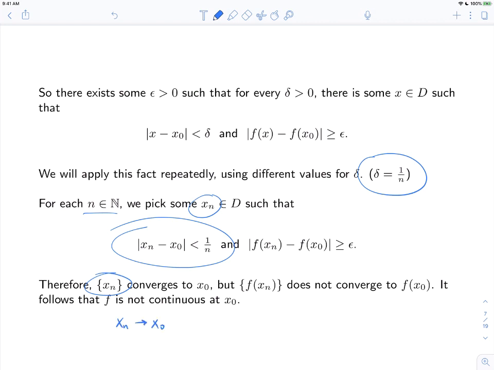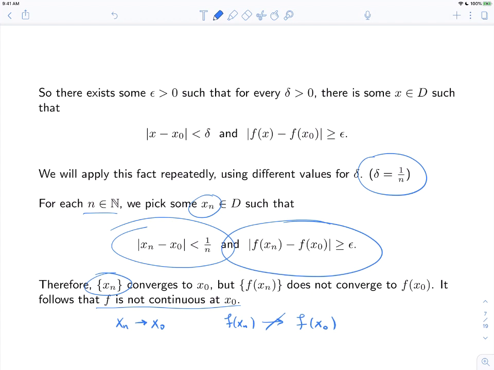However, f at xn does not converge to f at x0, because these terms are always greater than or equal to epsilon from f at x0. So that means f at xn cannot be converging to f at x0. So you have a sequence which converges to x0, but the f at xn's do not converge to f at x0, and so the conclusion is that f is not continuous at x0.